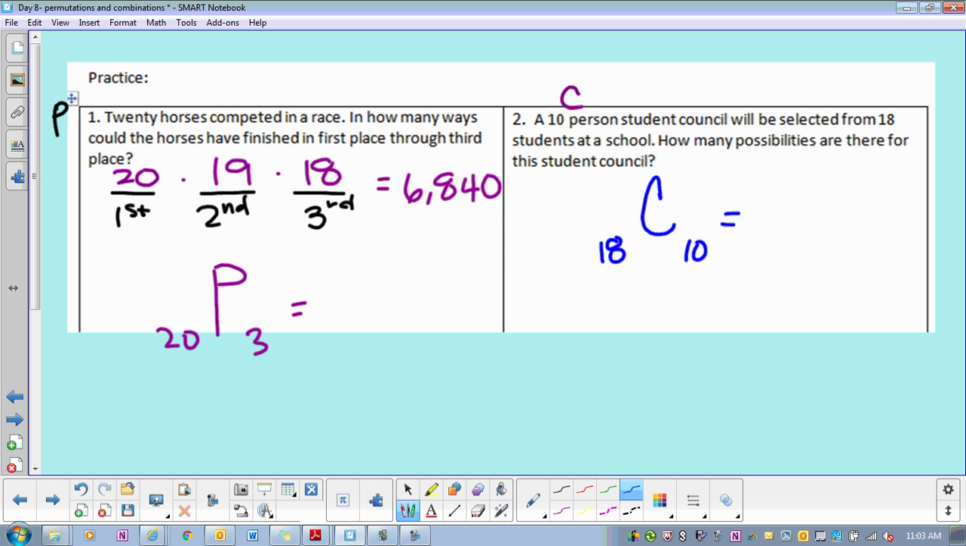All right. What is that? What does 18 choose 10? Perfect. Those are the different possibilities for the student council. Questions? All right.